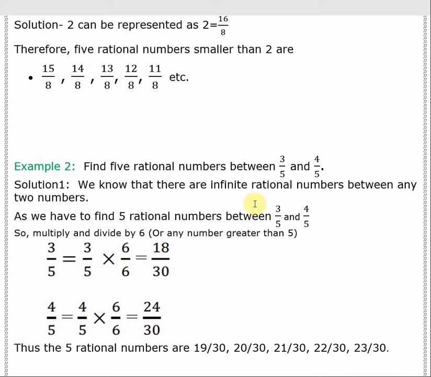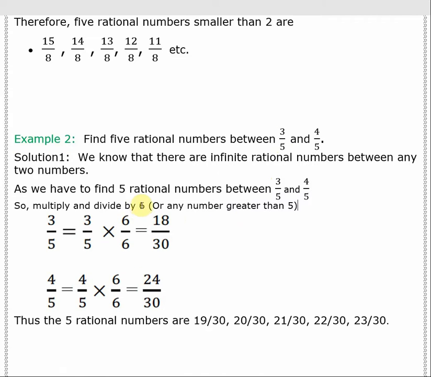In this sum, we have to see that the denominators are same in both the fractions. The denominators are same, which is 5. So 5 here and 5 here. Now what we will do, we will increase the factors, not the value, the factors. In order to do so, we will multiply with 6, both up and down.